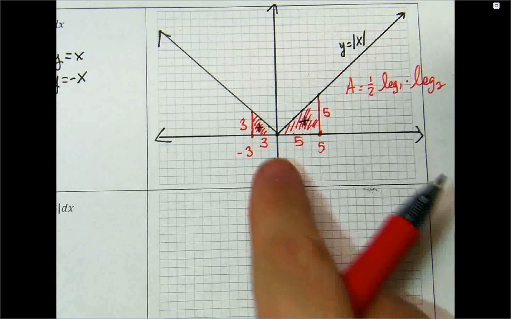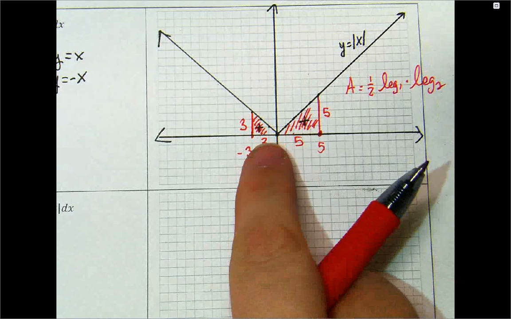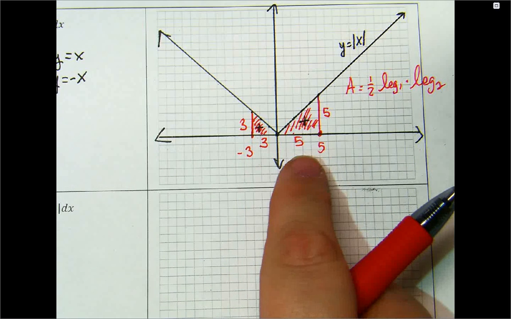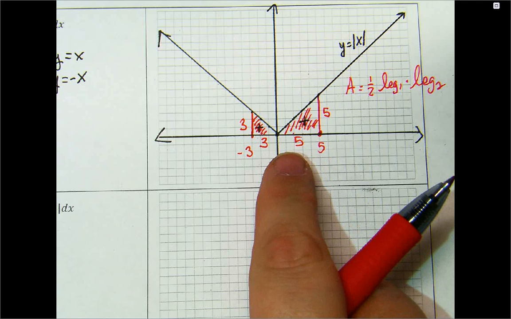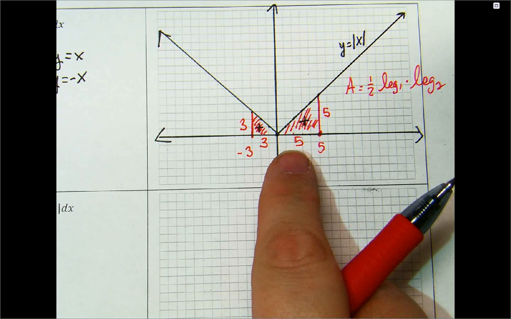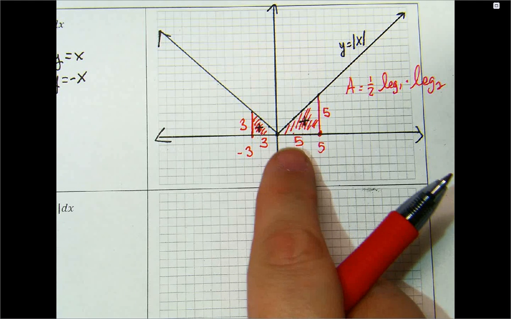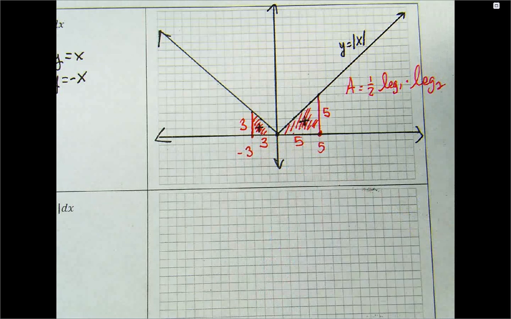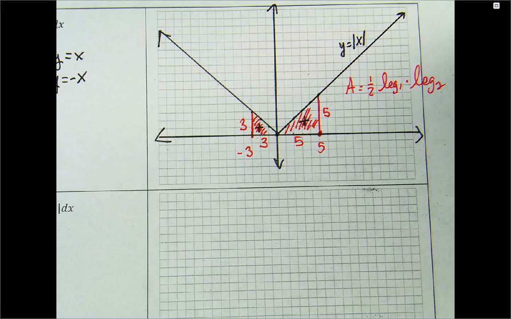And am I going to add these areas together? I'm going to subtract them. Are they positive areas or are they negative areas? They're both positive areas. Positive, it's above the x-axis. Negative, it's below the x-axis. So in this case, we're going to add these two areas together. So we have to figure out what these areas are.